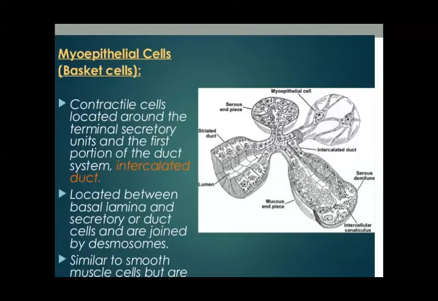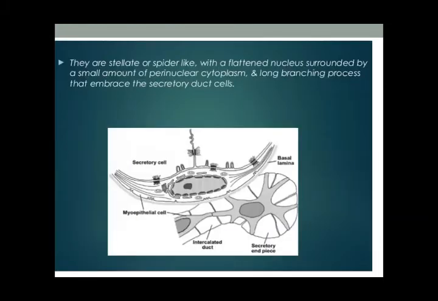Myoepithelial cells, the name is the basket cells. Contractile cells located around the terminal secretory end pieces and the first portion of the duct system, located between basal lamina and the secretory or duct cells and are joined by desmosomes, similar to smooth muscle cells. They are spider-like with a flattened nucleus surrounded by a small amount of perinuclear cytoplasm and long branching processes that embrace the secretory duct cells.